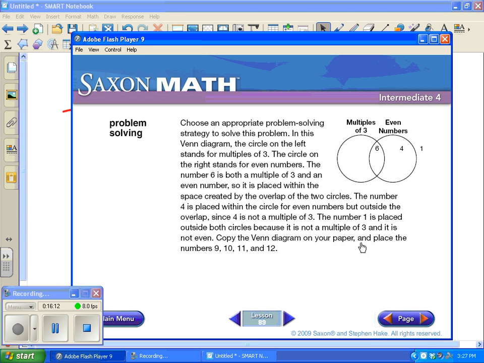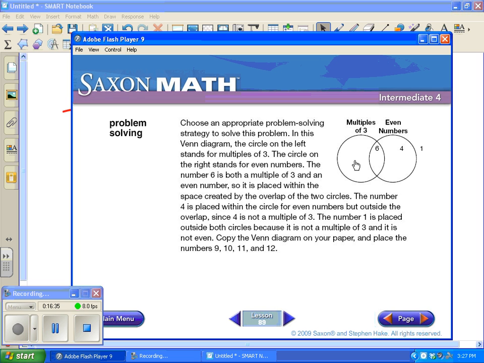Copy the Venn diagram on your paper and place the numbers 9, 10, 11, and 12, but we're going to do this mentally, okay? Let's look at 9. Is 9 a multiple of 3? 3, 6, 9. Well, yes, it is. Okay. Is it an even number? No, it's not. So 9 will fit in this area.